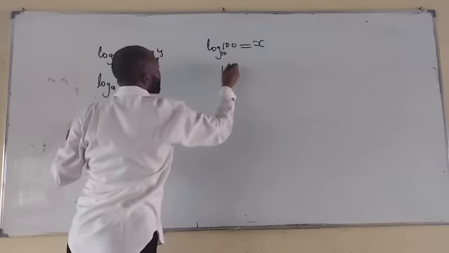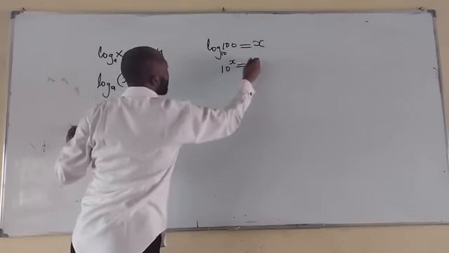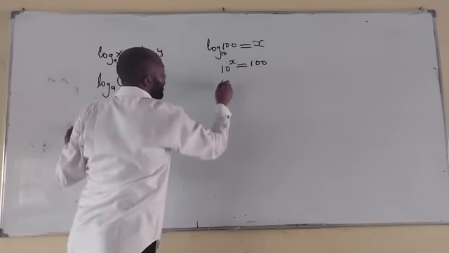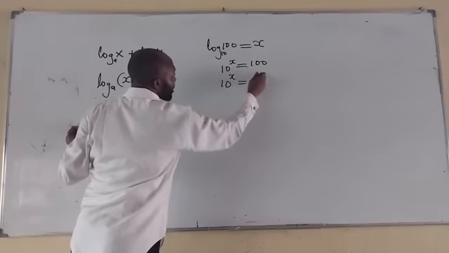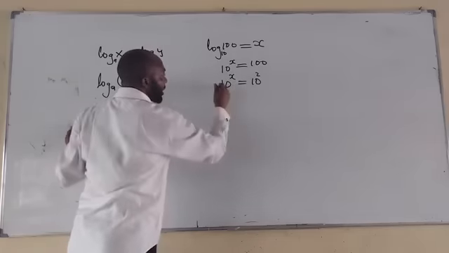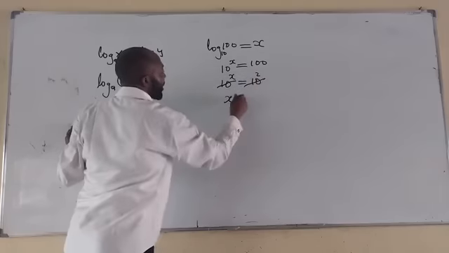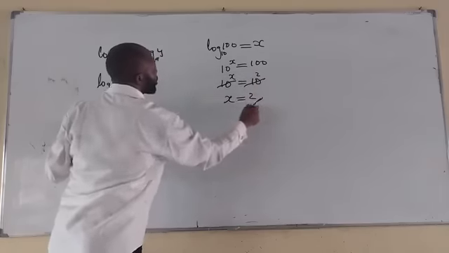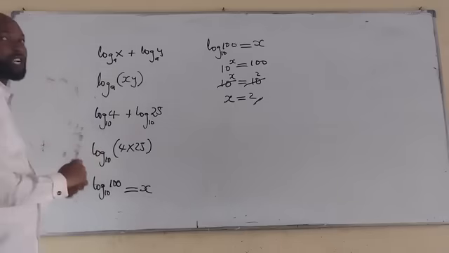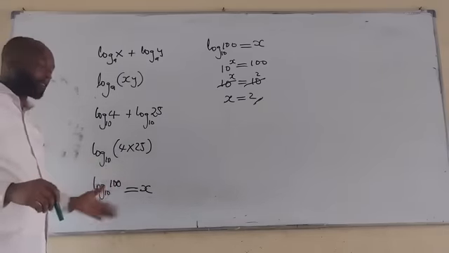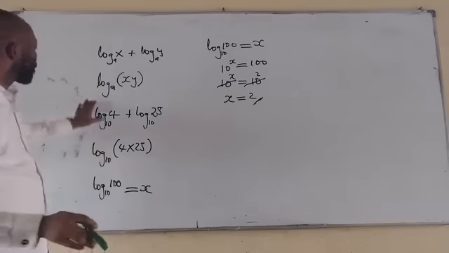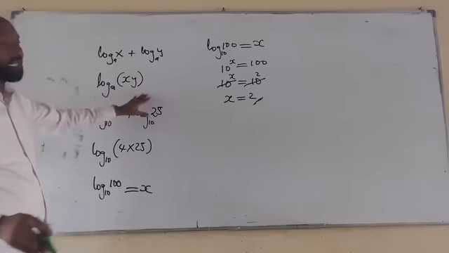So this is 10 raised to the power of x is equal to 100. And 10 raised to the power of x equal to 100 is the same thing as 10 raised to the power of 2. So I can easily cancel this and I have x is equal to 2. So now that shows that 10 must be raised 2 times in order for us to get 100. So 10 times 10 is 100. So multiplication law, addition law, that is how it goes.